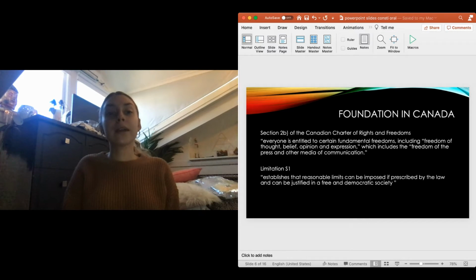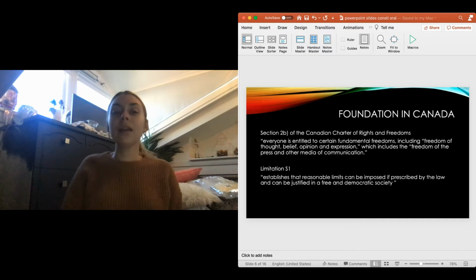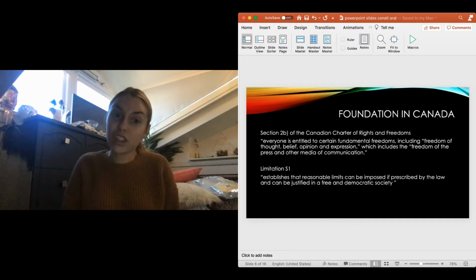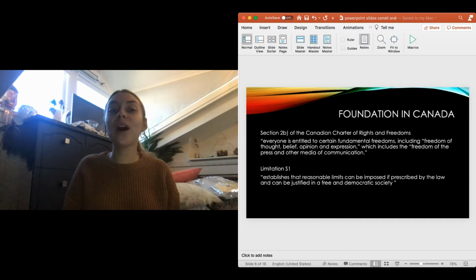Content is the meaning that is portrayed in the expressive activity, and these expressive activities can come in an array of forms. It is not limited to just the things people say. It can include physical gestures, music, and oddly enough, even silence, if it conveys a meaning. Additionally, Section 1 of the Charter places a limitation on freedom of expression where it establishes that reasonable limits can be imposed if prescribed by law and can be justified in a free and democratic society.